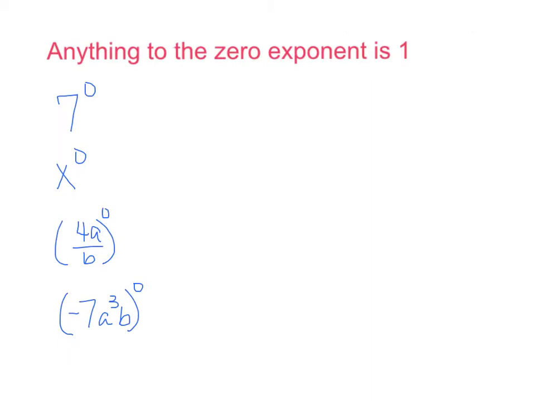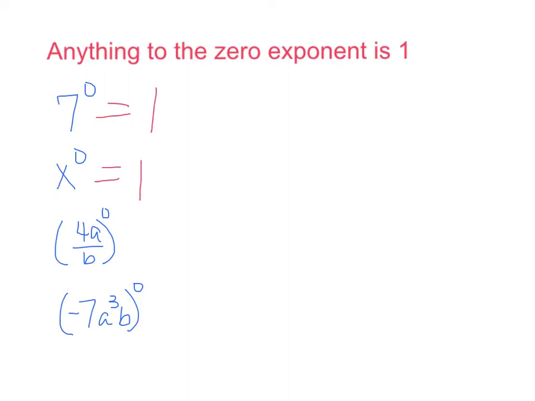All right, let's look at 0 exponents. Okay, everything that has the exponent of 0 is 1. That means that 7 is used as a factor 0 times. That means there's no 7s there. So the answer is just a 1. Okay, x to the 0 power is 1.